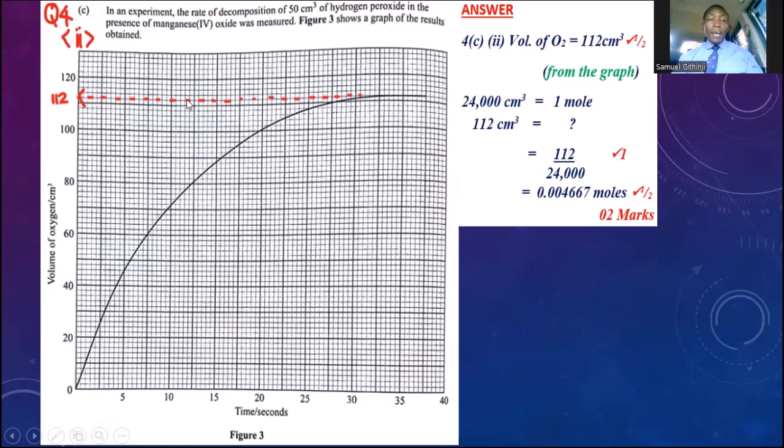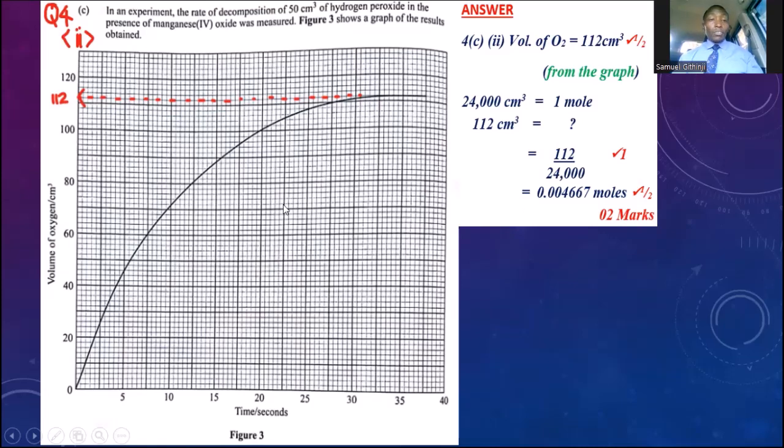And this graph became constant or horizontal here at one box after 110. So this is 112. The majority of the students were stating 111, some 114. I don't know where, but that is half a mark. Having gotten half a mark, the molar gas volume was given. It is equivalent to 1 mole. So what about 112 cubic centimeters? By doing that, 112 divided by 24,000, you get the number of moles. The marks distribution is as I've given.